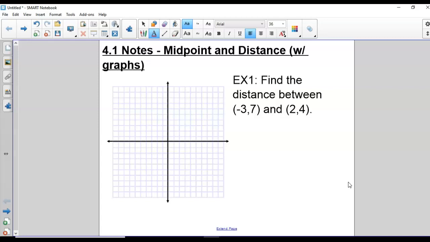So everything we're doing today, we're just going to graph it and figure it out. Negative 3, 7, we're going to plot that point, negative 3, positive 7. It's going to be right here. And 2, 4 is right here. And so we need to know the distance between those two points right there.